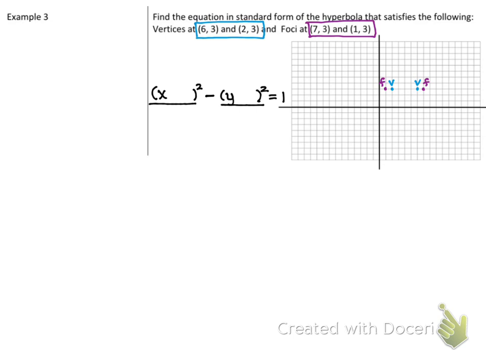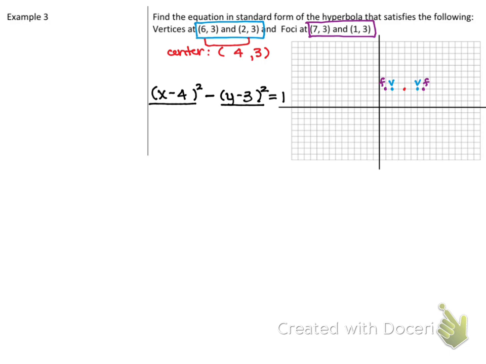Center, I can find it right now because it's in the middle between the vertices. So here, my center, well, they have a common y value of 3, so I know that's not going to change. And then dead center between 6 and 2 is 4. So if I take a look back at my graph, there's my center at (4, 3). All right, so minus 4, minus 3. All right, we're almost done.